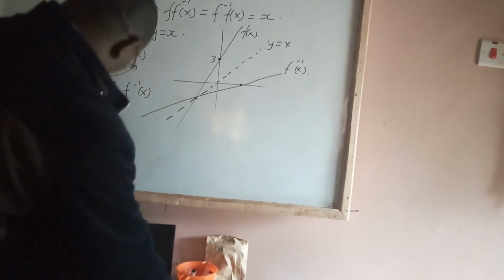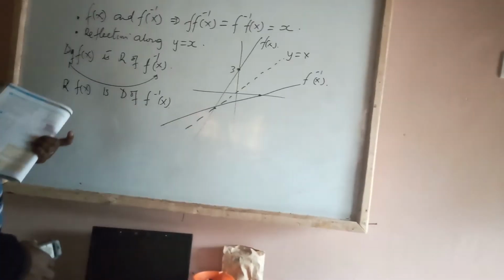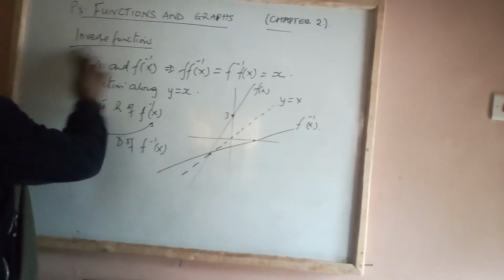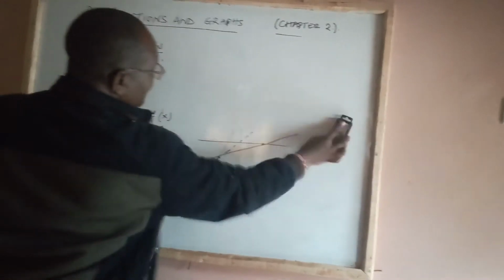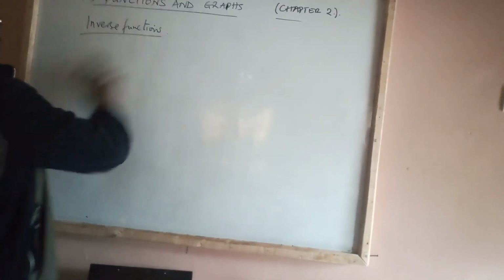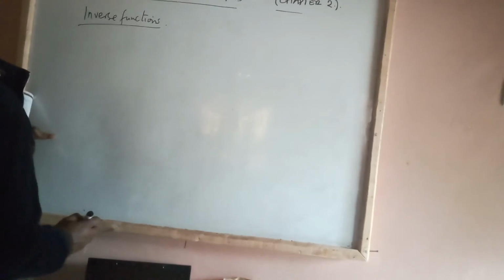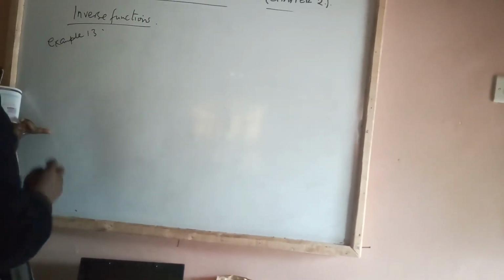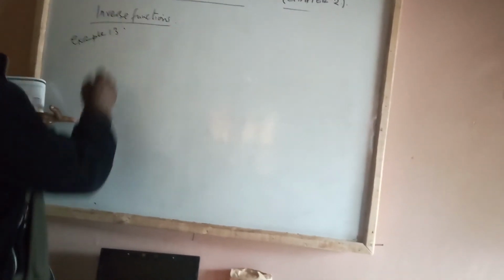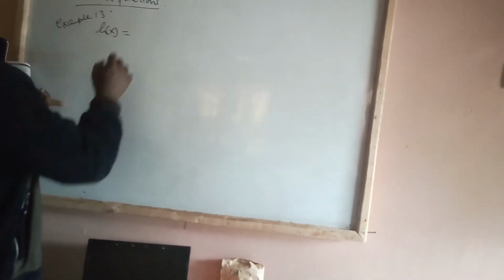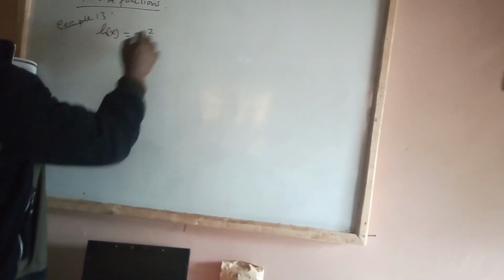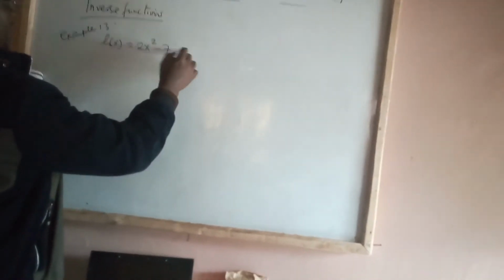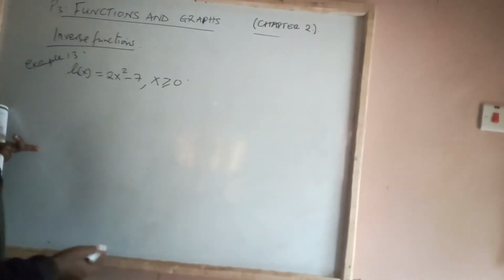Having said that, I think it is important to talk about example 13 with this knowledge. We are going to have it applied there. Example 13 talks of: find the inverse of the function h(x) = 2x² − 7, where x is greater than or equal to 0.